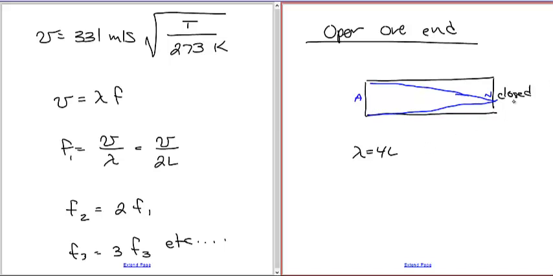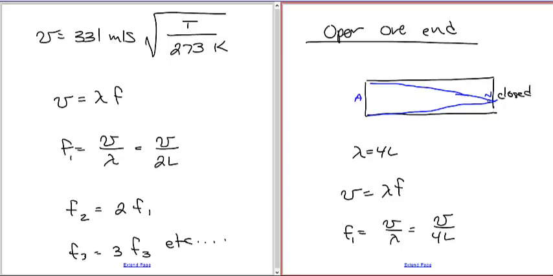It takes 4 lengths to get 1 wavelength of the sound. But the same relationship applies. V is equal to lambda f. So f is v over lambda. But in this case, lambda is 4L instead of 2L. So your fundamental frequency for a tube open at one end is half of the frequency of a tube open at both ends, which seems kind of counterintuitive.